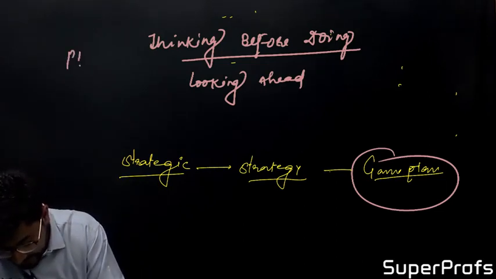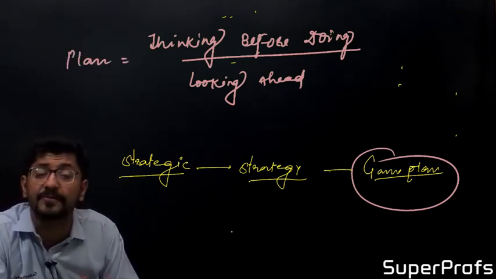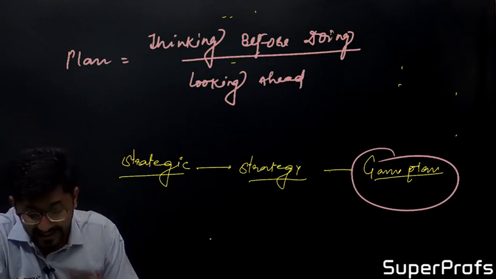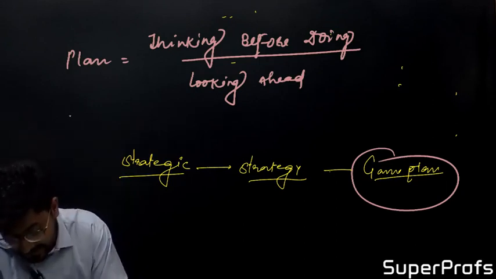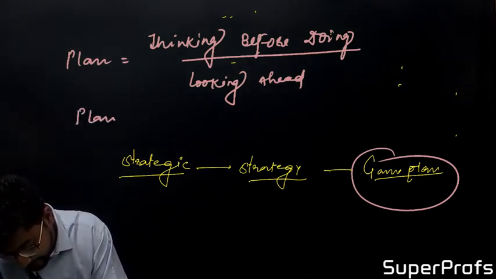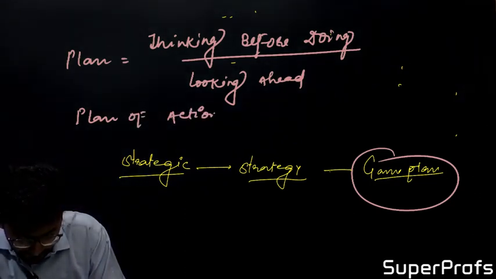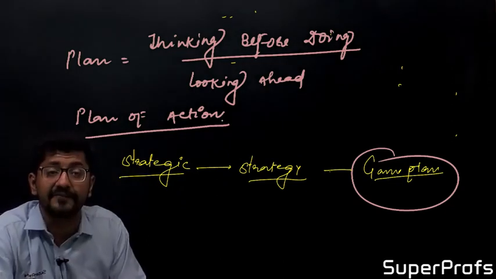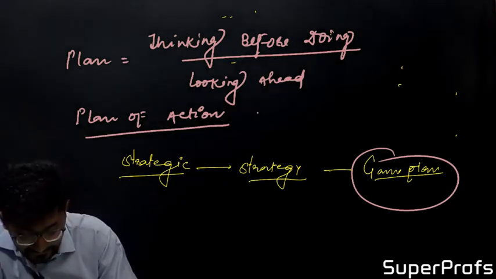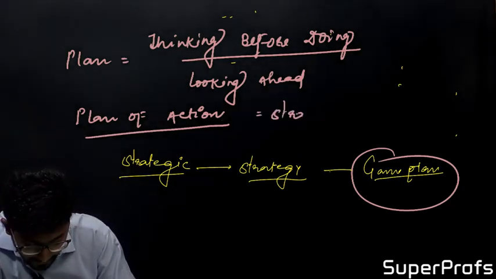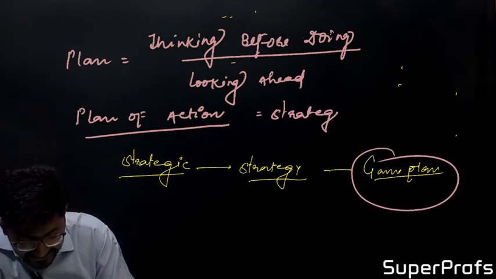Plan means thinking before doing. Thinking in advance is a plan. And the plan of action is a strategy. How to do it is a strategy.